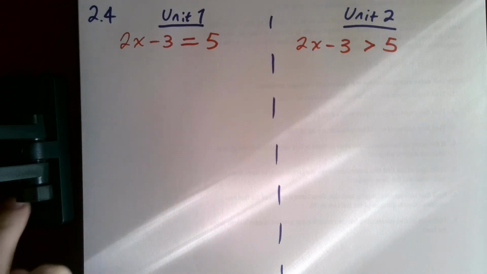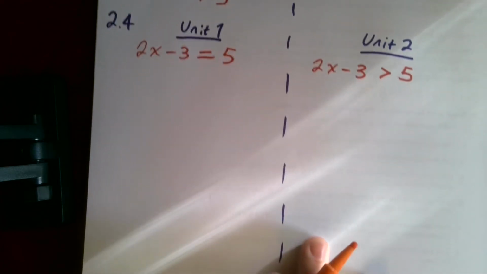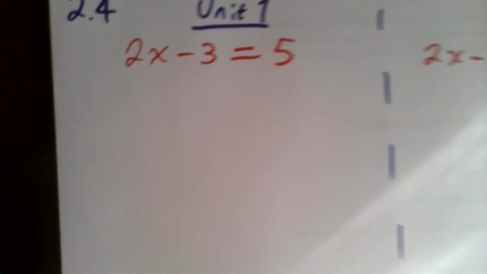For section 2.4, our goal is to solve multi-step equations. Equations that might take more than one thing you need to do. In the past, with Unit 2, we've only had to add or subtract something from both sides, or multiply or divide something from both sides. With this one, we have multiple things we need to get rid of. So let's take a look at the Unit 1 version of the problem. 2x minus 3 equals 5.